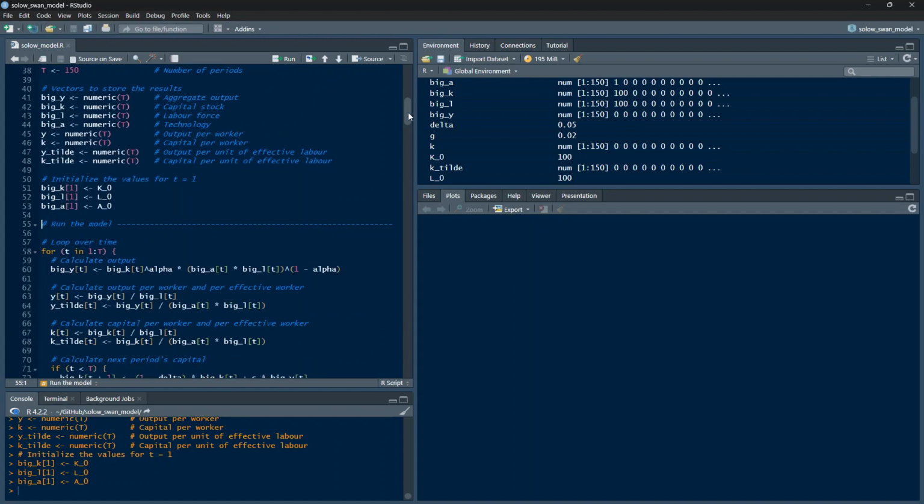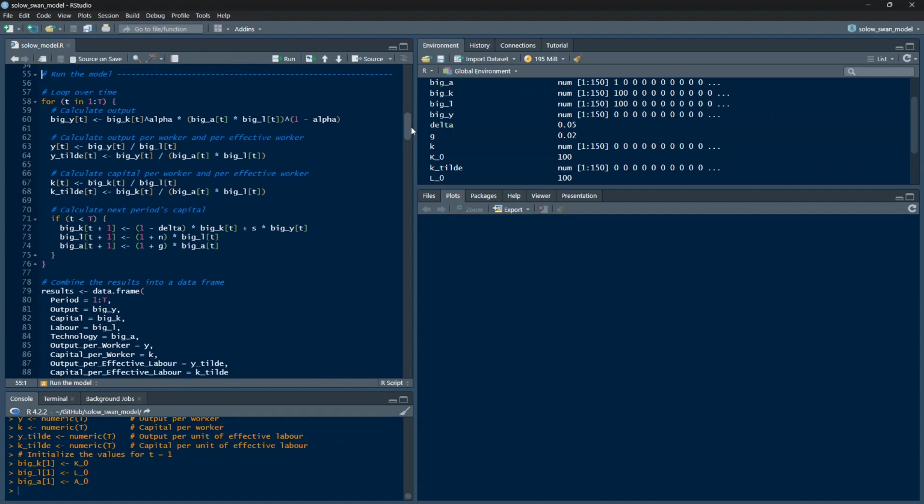So next we get into the actual model itself. Now you can see here that this model is going to be performed as a loop. And what this loop does is it's going to go time period by time period from 1 to 150 and perform a number of calculations. The first thing it's going to do is calculate output, where our output, so our Y, is going to be given by our capital to the alpha times our technology level A times the labor force to the 1 minus alpha. Again, that's just our Cobb-Douglas production function.